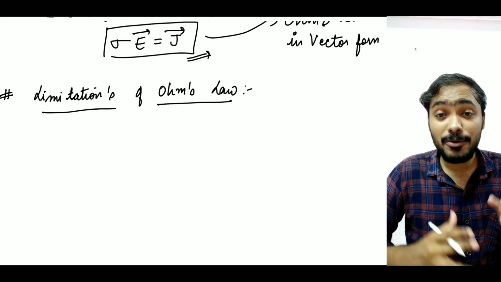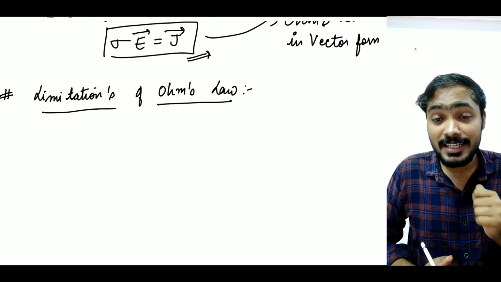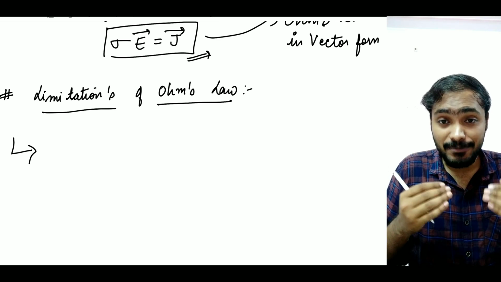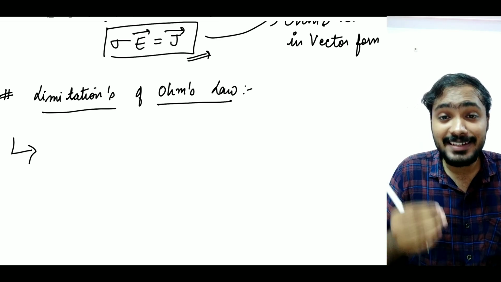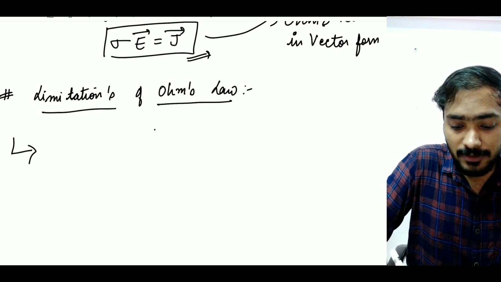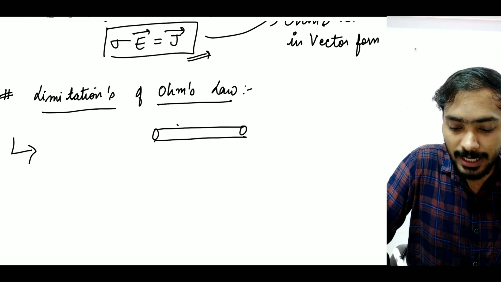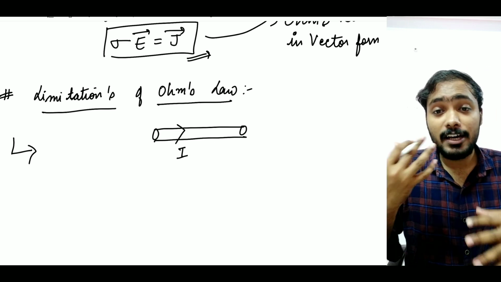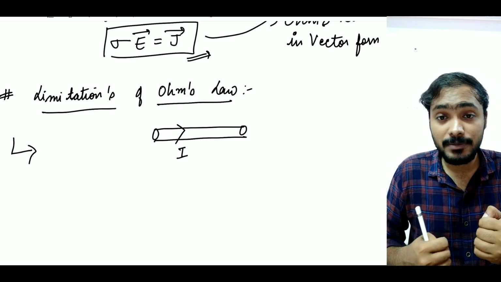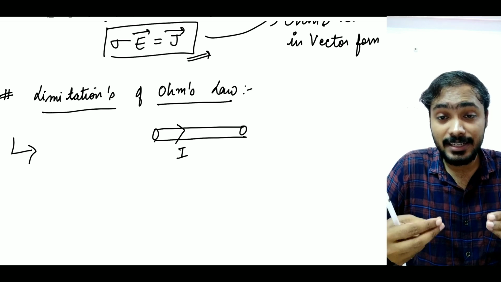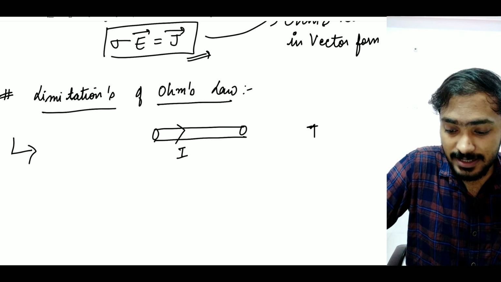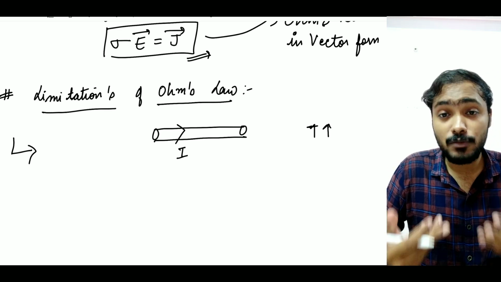Now let's talk about the limitations of Ohm's law. A very big limitation is that it is very difficult for us to maintain the physical properties of the material. For example, you have a wire carrying some current I. Now let's say a huge amount of current flows through the wire. Then what is going to happen? Slowly the wire heats up, and as the wire heats up, the temperature increases.